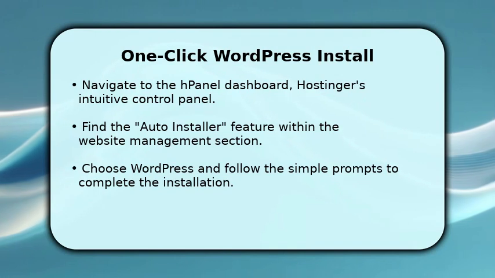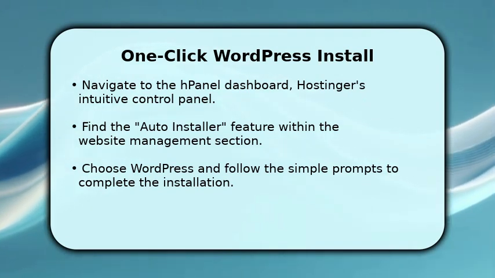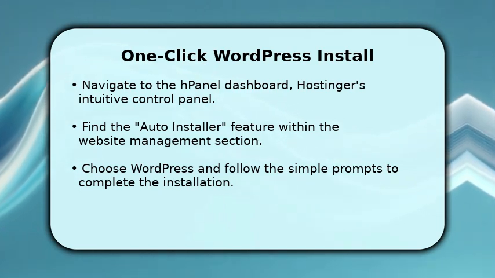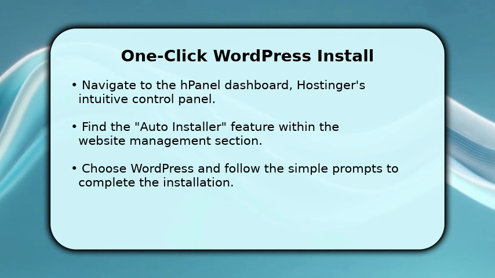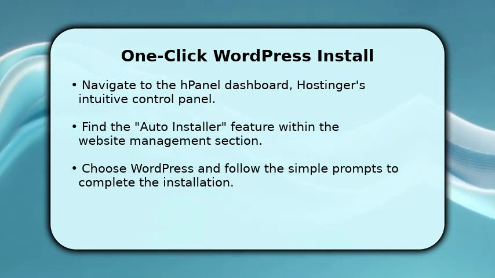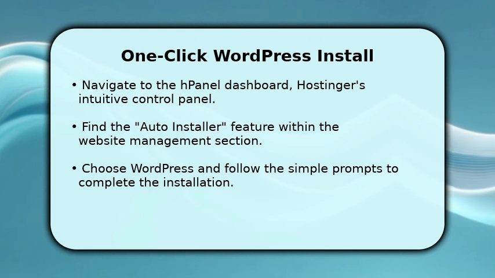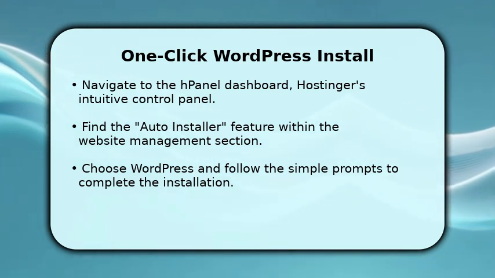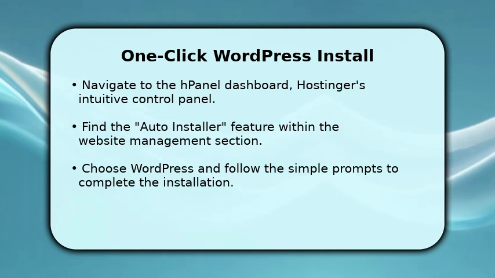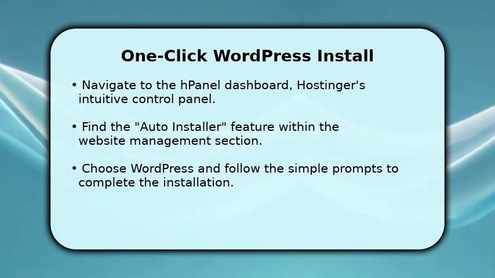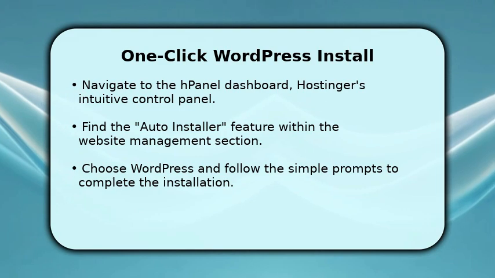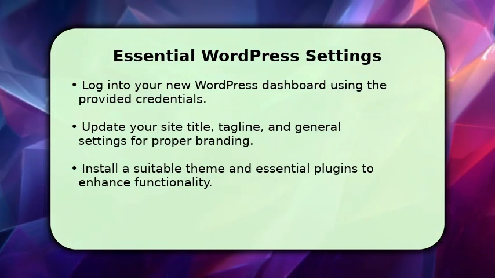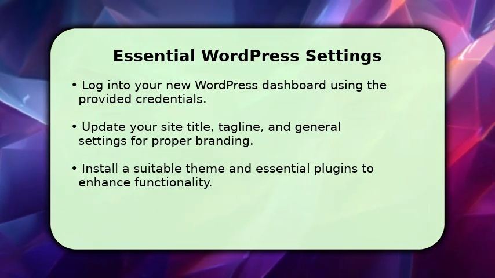Now, let's get WordPress installed in just a few clicks. You will access the user-friendly H-Panel dashboard, which is Hostinger's custom control panel designed for ease of use. From there, locate the Auto Installer feature, typically found under the Website section. Simply select WordPress from the list of applications and follow the straightforward on-screen prompts to complete the installation in under 1 minute.